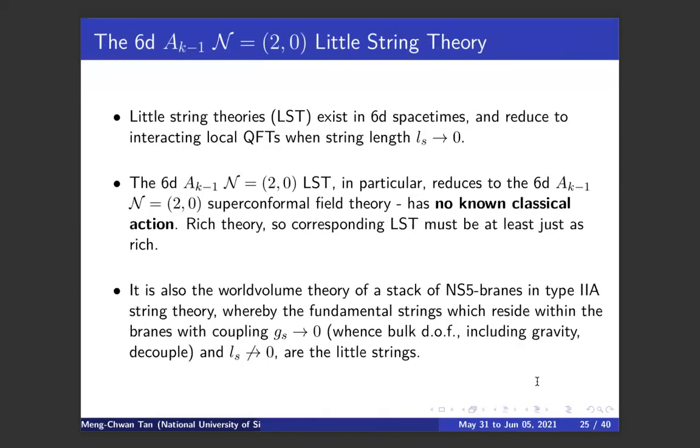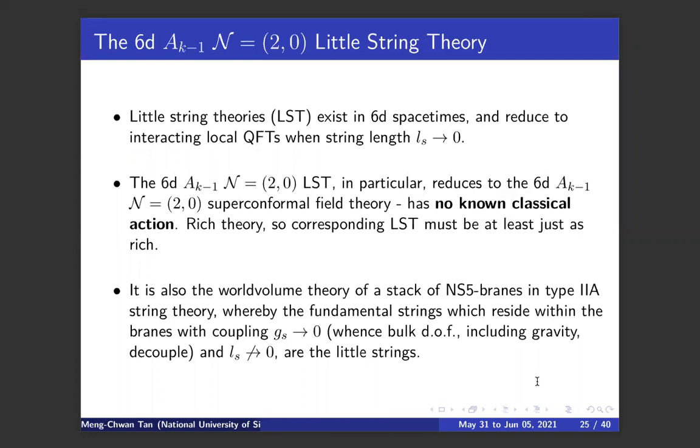Okay, so now, little string theories. Let's just talk about the 6D (2,0) little string theory of A type. Little string theories exist in 6D spacetime. They are literally little strings, and they reduce to interacting local QFTs when the string length goes to 0. When the string length goes to 0, you're at the point-particle limit of the string theory, and it becomes a quantum field theory. The 6D A-type (2,0) little string theory, in particular, reduces to the 6D A-type N=(2,0) superconformal field theory that we know so well.